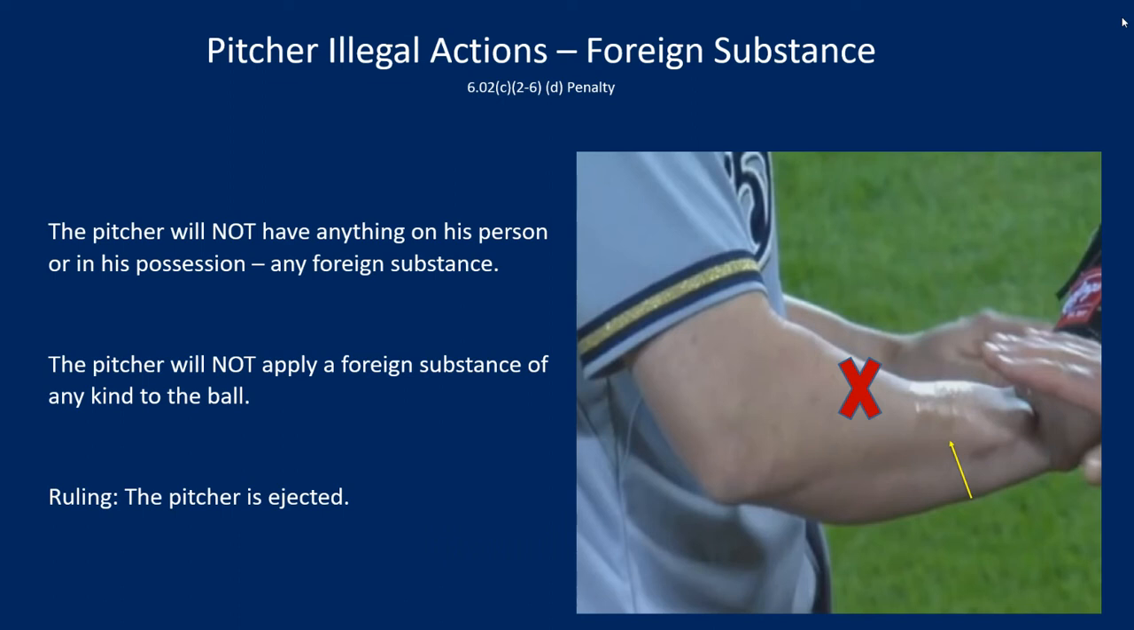In this situation, we're not going to be having a remove or a change. It's going to result in a much more severe penalty. This is when the pitcher is engaged in illegal action by applying foreign substance to their body or on their person and then applying it to the ball. So the pitcher isn't allowed to have any of this with him in his pocket, on his shirt, on his hat, on his arm, and he is not allowed to apply any of it to the ball. And the ruling in this situation, the penalty is we're not going to fix it. He's going to be ejected. So let's take a look at this example here.